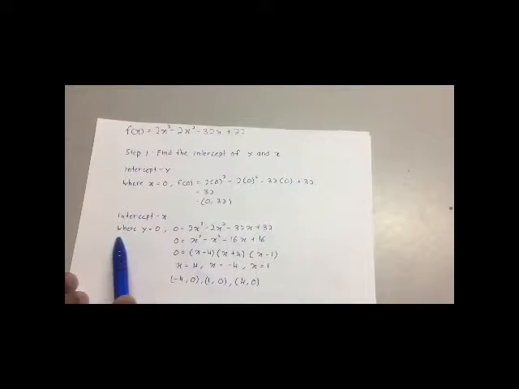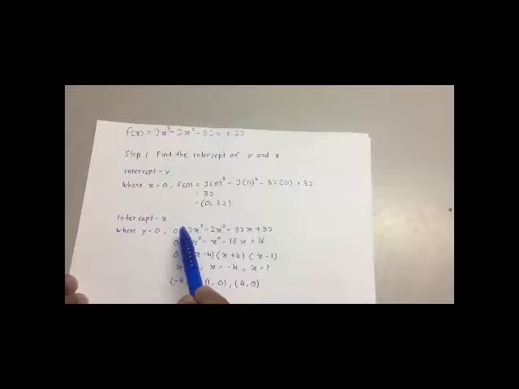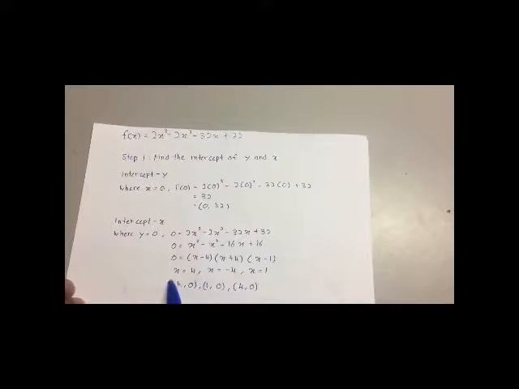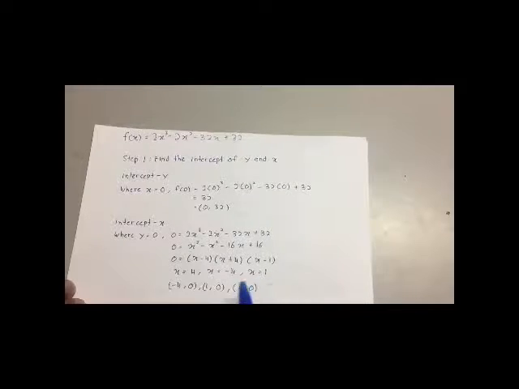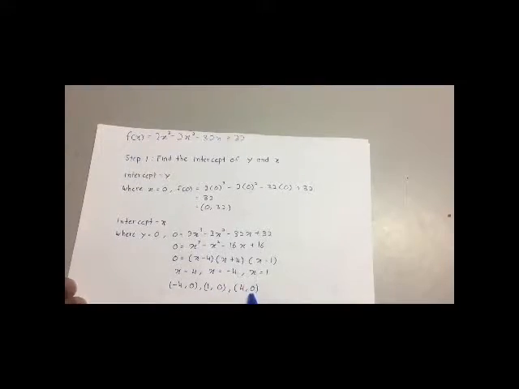For the x-intercept, where y is 0, we substitute 0 into f(x), and then we get x equals 4, x equals negative 4, and x equals 1. So the intercepts are (negative 4, 0), (1, 0), and (4, 0).